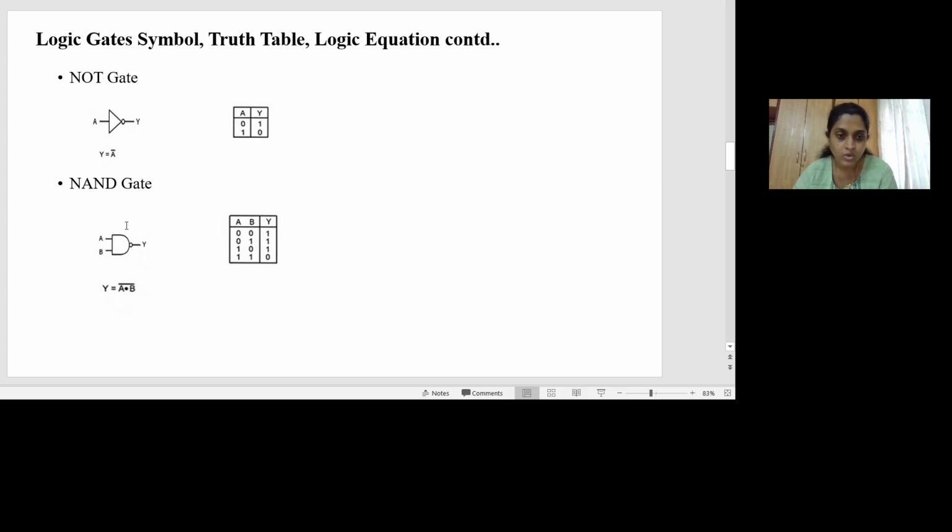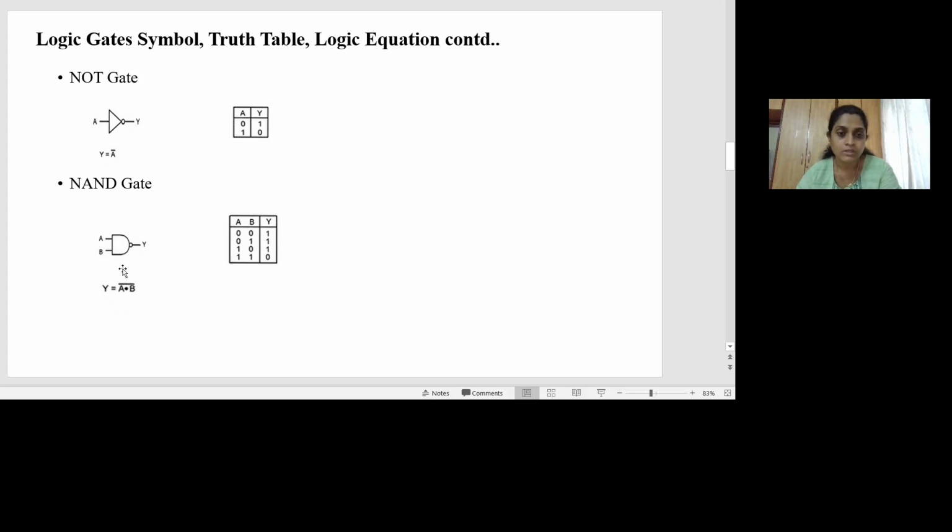Now let's look at the NAND gate. The NAND gate Boolean expression is written as y equals a and b, and above that we have put a bar. The bar indicates that it is complemented. That is, a dot b is first obtained, then it is complemented.